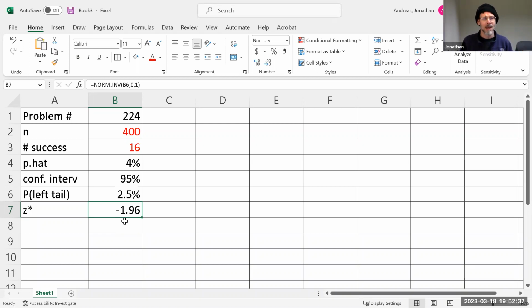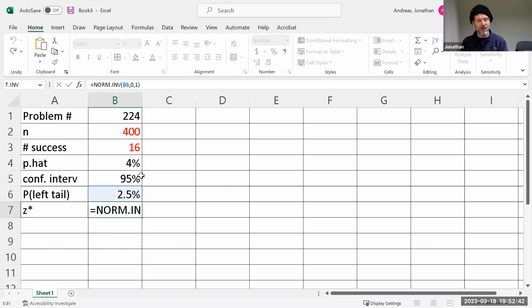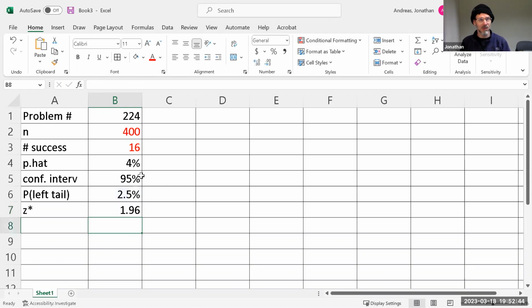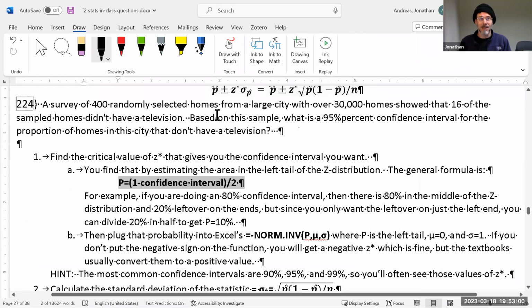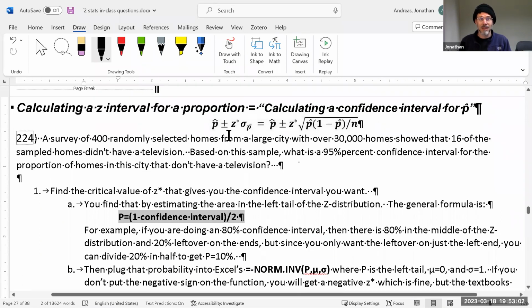And normally the textbooks use positive values for z-scores. So I'm just going to put a negative on that, so it'll change it to a positive value. Now it's going to the right. It's 1.96 standard deviations above the average. Okay, so we've got our z star, and we've got our p hat. p hat is the first thing we need to do, then the z star is the next thing, and then the last part of it is the standard error, which is the standard deviation of the sample proportion.